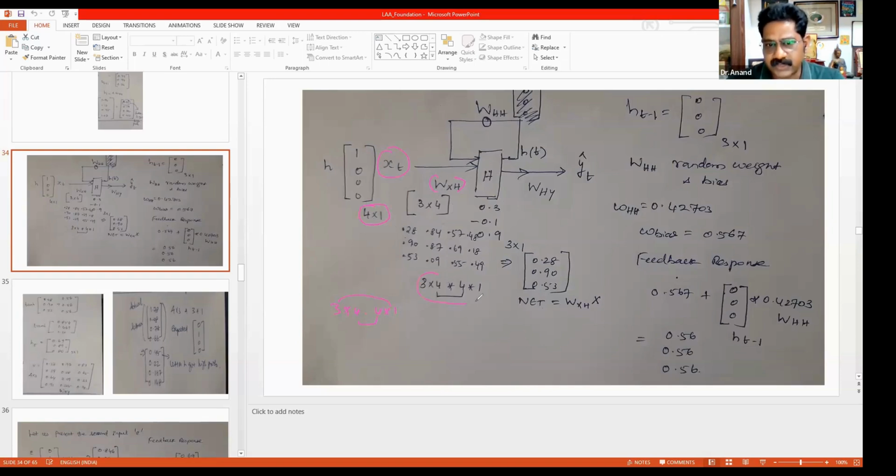So this is the computation I have specified here, 3x4 matrix multiplication with 4x1. This is the randomly initialized weight. WXH is randomly initialized. For the random initialization, this is the output. What is this? Just your current input xt scaled by your weight matrix. So this is simply called net, because I should not directly apply the activation function to this. I should add my past memory, previous memory, then only apply the activation function.